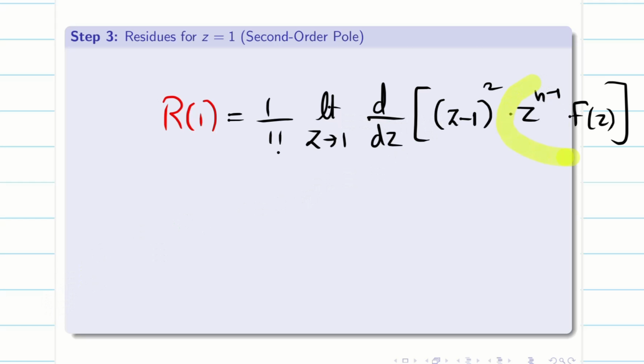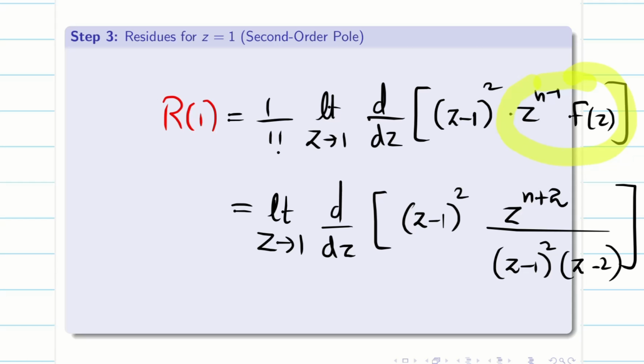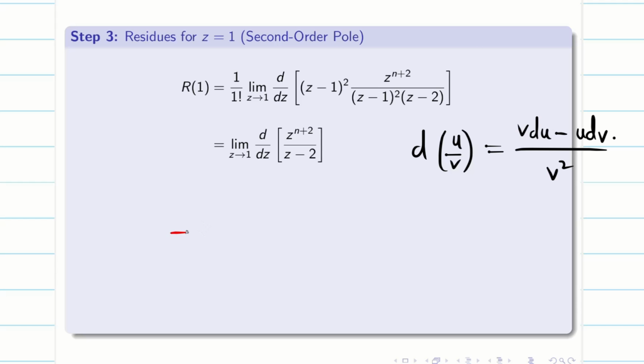Now substituting the value of z power n minus 1 into f of z, we get limit z tends to 1 of d by dz of z minus 1 whole square into z power n plus 2 divided by z minus 1 whole square into z minus 2. Now z minus 1 whole square and z minus 1 whole square get cancelled. You can see the typed version. Now we have to use the u by v rule. Denominator is v square, numerator is v du minus u dv. You can see it is a simple differentiation.